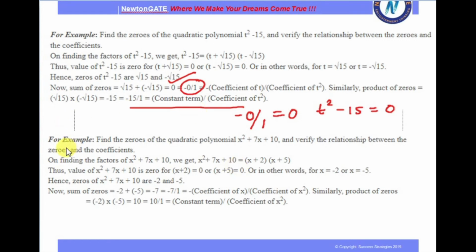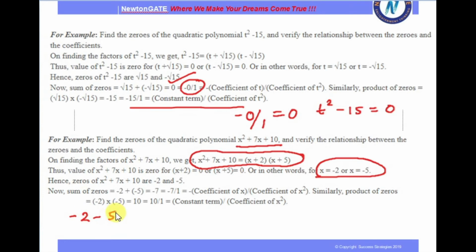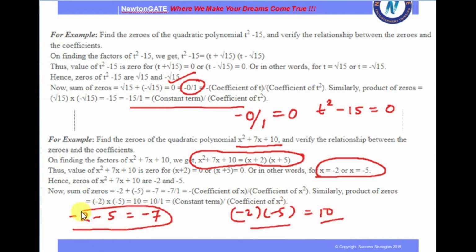Next, let us move to another example. Here I have taken x square plus 7x plus 10. Again, by using the middle term factorization, we have found for which values of x this whole equation becomes 0. That is minus 2 and minus 5. So let us see. Minus 2 minus 5 is equal to minus 7. And minus 2 into minus 5 is equal to 10. So the product of the zeros is 10 and the sum of the zeros is minus 7.